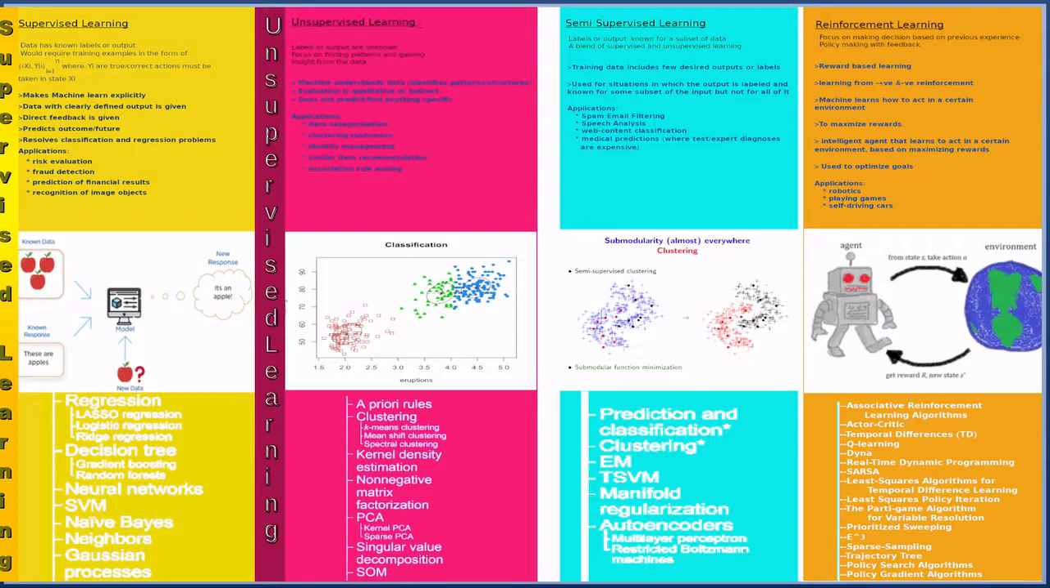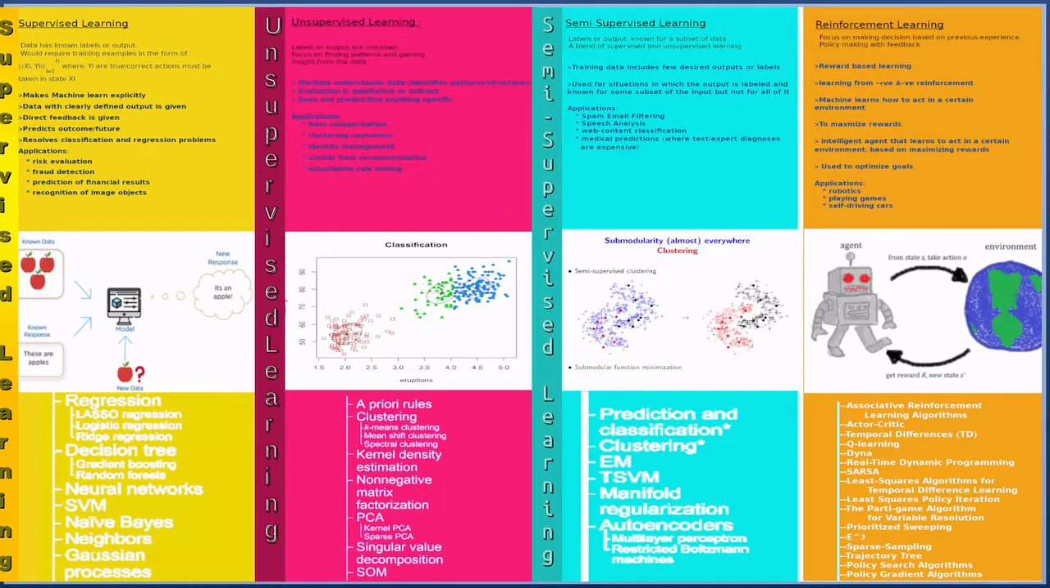Now let's see the third type of machine learning, that is semi-supervised learning. Semi-supervised learning has a small subset of input data which is labeled, or whose output is known. It is a blend of supervised and unsupervised learning. The training data includes a few desired outputs or labels to do classification, clustering or prediction. It is used for situations in which the output is labeled and known for some subset of the input but not for all of it. Applications are in spam email filtering, speech analysis, web content classification, and medical predictions, because medical tests or expert diagnosis are expensive to conduct for a large set of unknown data.